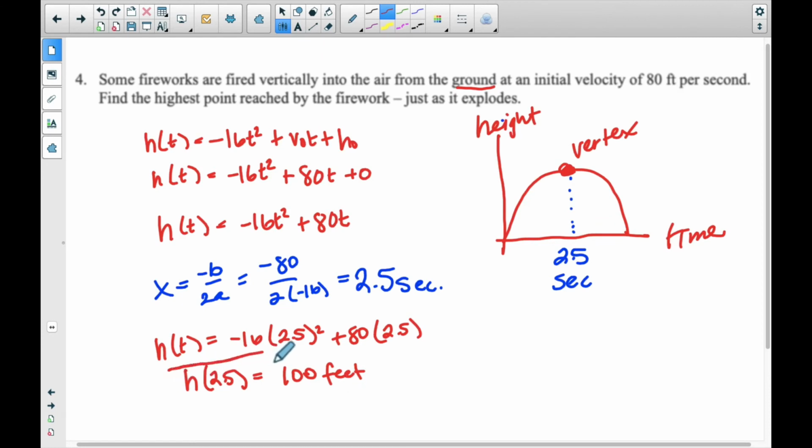I went ahead, you don't have to do this, but I want to explain what I did with that 2.5. H of 2.5 means the height after 2.5 seconds. The height after 2.5 seconds is 100 feet. That's where that's coming from. And now we have our final answer. Find the highest point reached: it gets to 100 feet. That's the highest it gets.